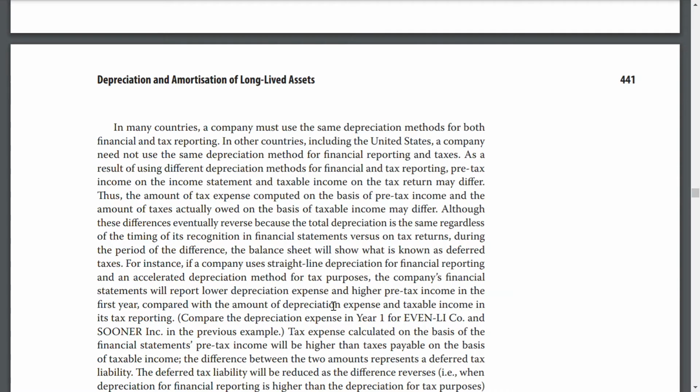Although these differences eventually reverse, because the total depreciation is the same regardless of the timing of its recognition in financial statements versus the tax returns, during the period of the difference the balance sheet will show what is known as deferred taxes. For instance, if a company, that's an example.